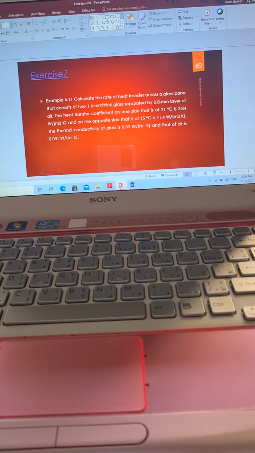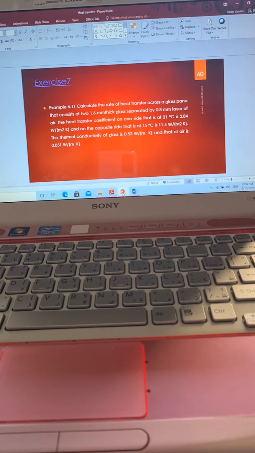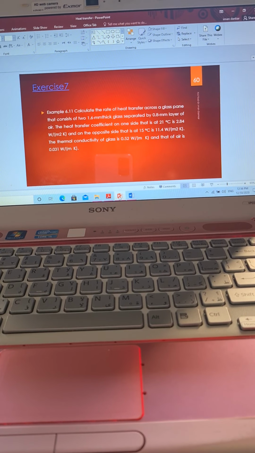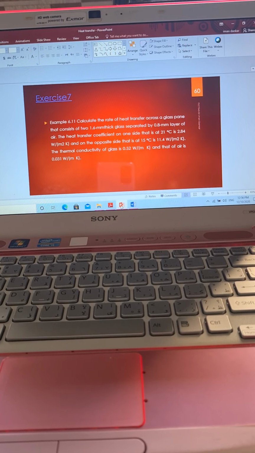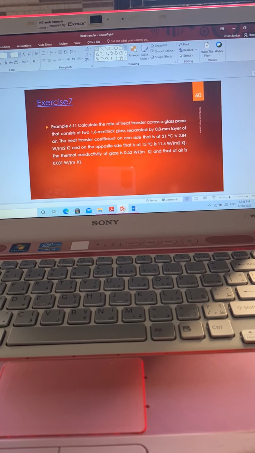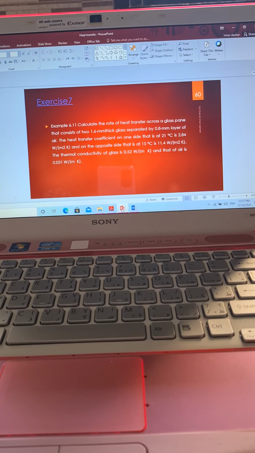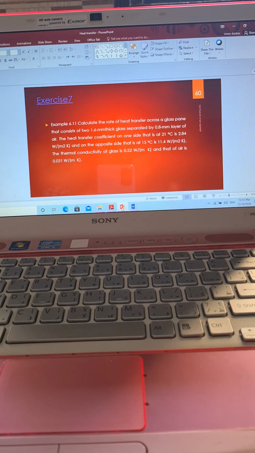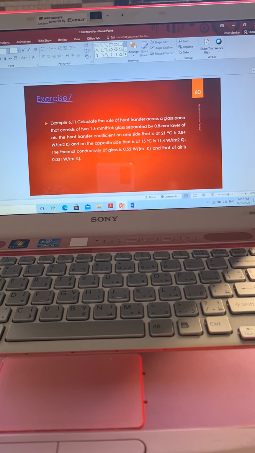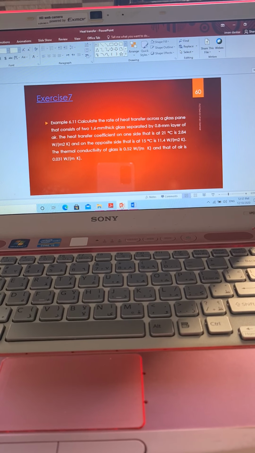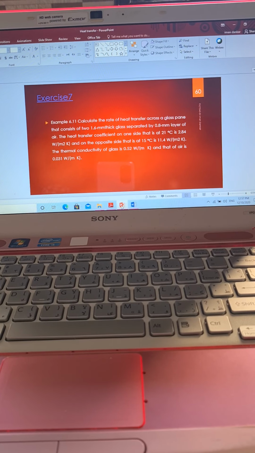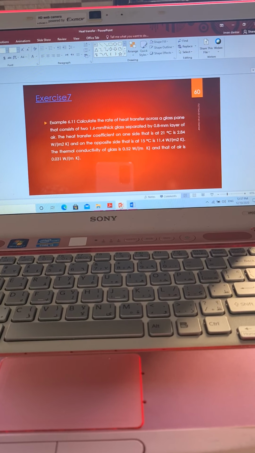Hello everyone, today we're going to start solving the exercises of the Industrial Physical Method course, starting with the heat transfer chapter and exercise 7, where we have to calculate the rate of heat transfer across a glass pane that consists of two 1.6 millimeter thick glass layers separated by a 0.8 millimeter layer of air. We've got the heat transfer coefficient on one side at 21 degrees Celsius and on the opposite side at 15 degrees Celsius, and the thermal conductivity of glass and of air as well.